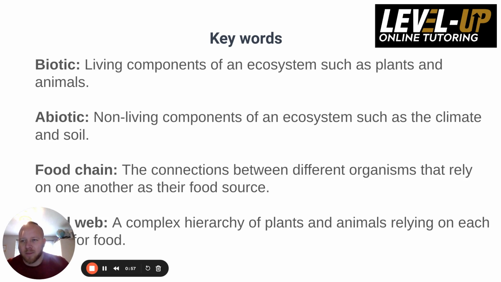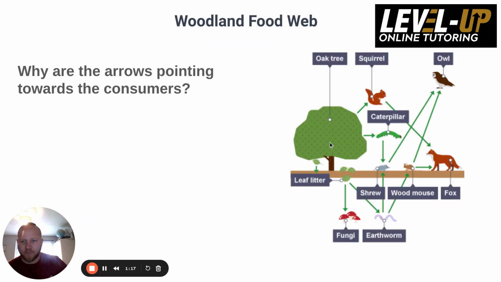Components of an ecosystem can be split into biotic and abiotic. Biotic, just think biology. In biology, students study plants and animals, so biotic just means living things, and abiotic means non-living. So biotic might be plants and animals, abiotic could be the soil, the climate, rainfall, or a rock, okay? And then food chains and food webs, which we'll look at now.